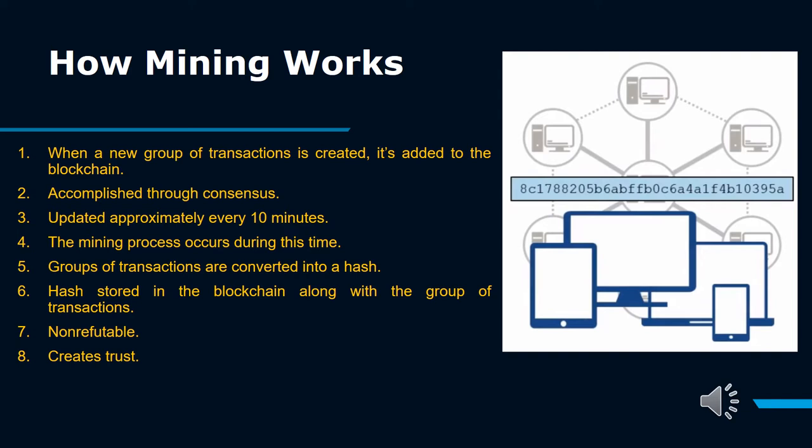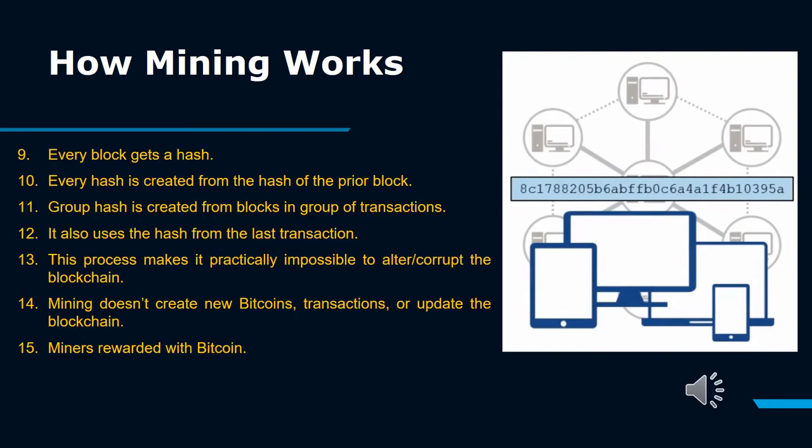Non-refutable, it creates trust. Every block gets a hash. Every hash is created from the hash of the prior block. The group hash is created from blocks and the group of transactions. It also uses the hash from the last transaction. This process makes it practically impossible to alter or corrupt the blockchain.